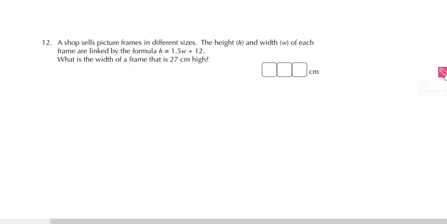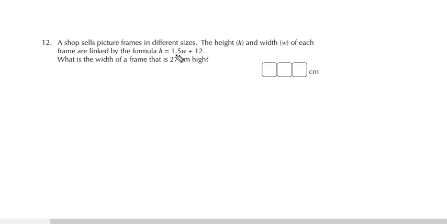Okay, here we have an algebra question. A shop sells picture frames in different sizes. The height h and width w of each frame are linked by the formula h equals 1.5 w plus 12. So that means that the height of each frame is 1.5 multiplied by the width plus 12.